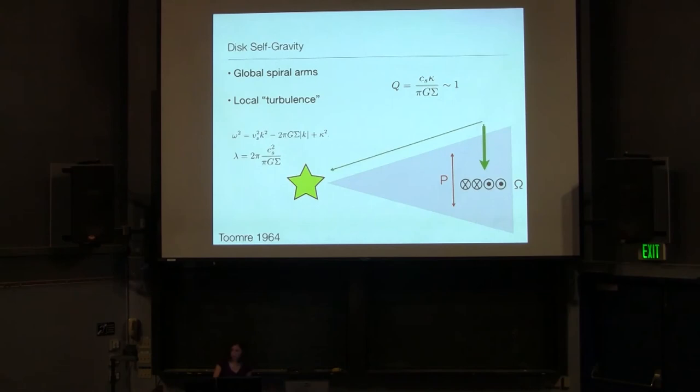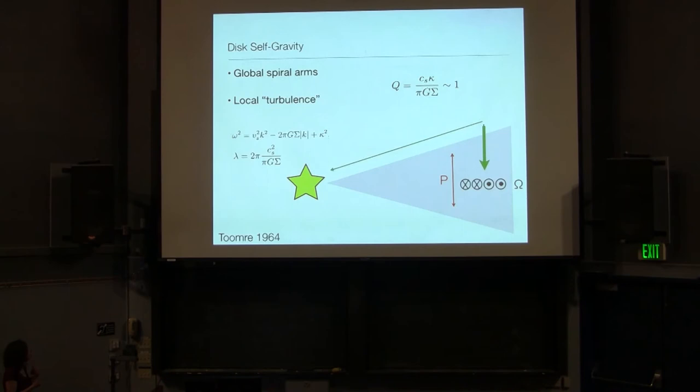So I'll briefly talk about disk self-gravity. This is something that was implicitly mentioned by Tom when he was talking about fragmentation. Obviously, if you have a protostellar disk that has a significant amount of mass, you get competition between the self-gravity in the vertical direction, pressure, which is stabilizing you in the vertical direction, and then you have this shear component from the stellar potential.